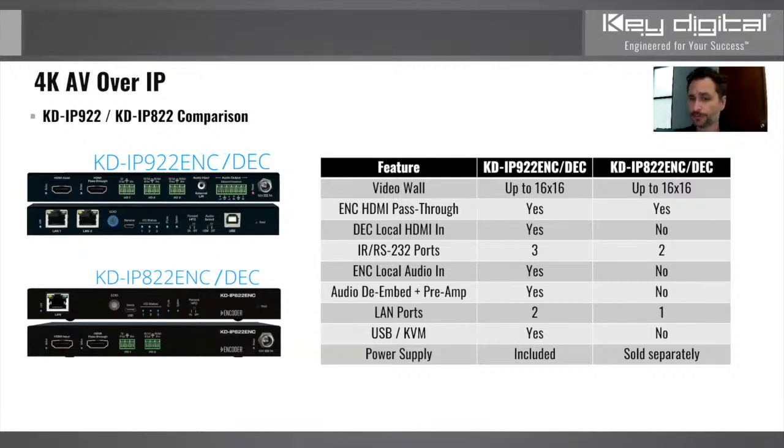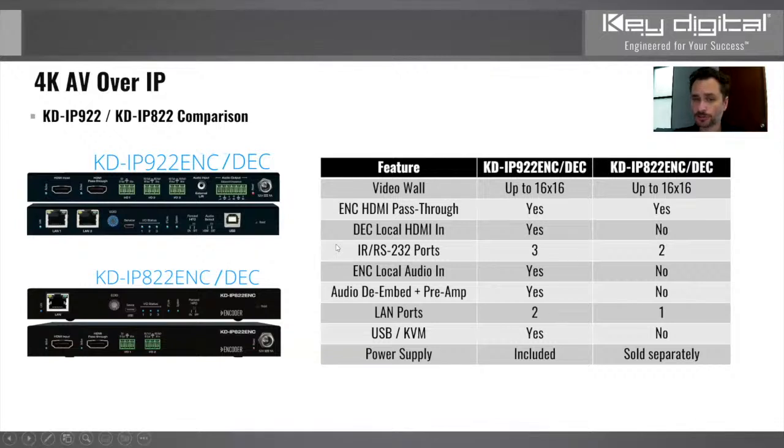On the 922, there is a local audio input on the encoder. We could actually see it pictured here. This 3.5 millimeter port says external left, right. This is not a mix in, but you could choose to associate the incoming HDMI feed with that local audio input instead of the HDMI audio.